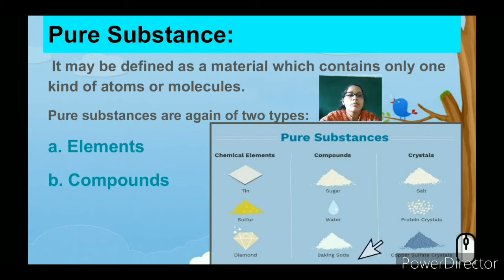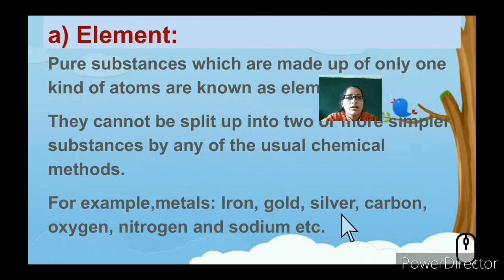An example of a pure substance in compounds is sugar. Sugar is also known as glucose, and its formula is C6H12O6. Next is water. Water is a combination of two or more atoms. It is a combination of hydrogen and oxygen. H2O is its formula. And next is baking soda or sodium bicarbonate. It is NaHCO3.